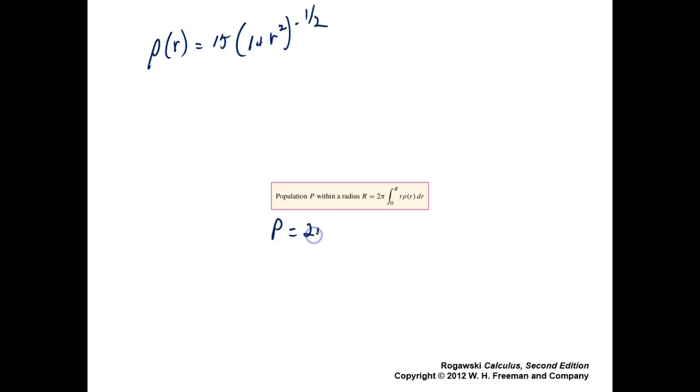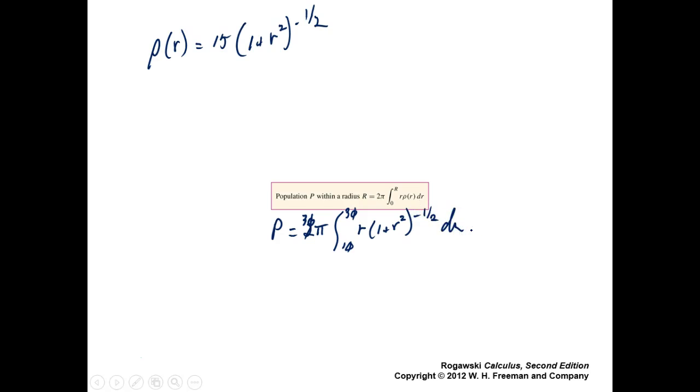2 pi out front, integral from 10 to 30, because it's not 0 to 30 now, but 10 to 30, and this is in kilometers, and it's per square kilometer, so that works okay. R is in there, and then your rho of R was this thing with the 15, so I'm going to pull the 15 to the outside too, so that'll make 30 pi, 1 plus R squared to the minus 1/2 dr.